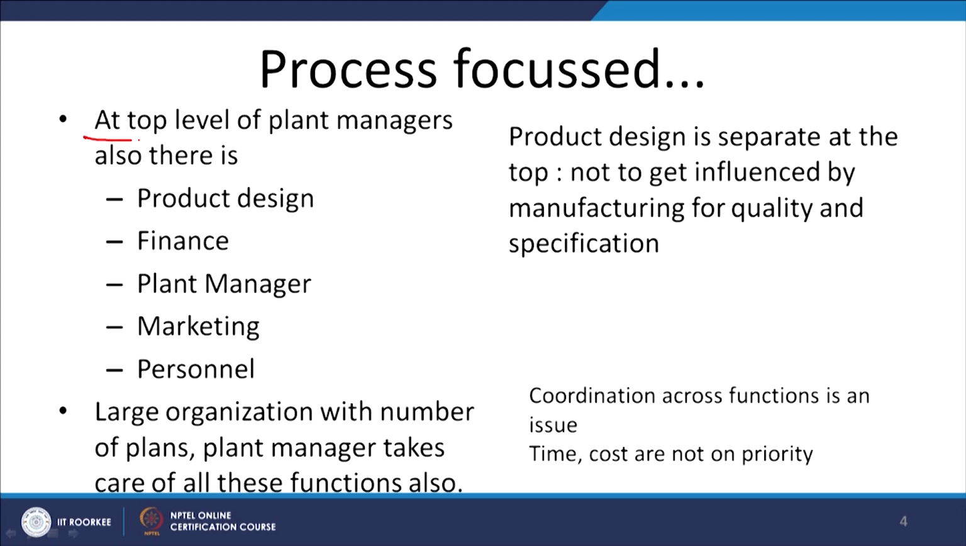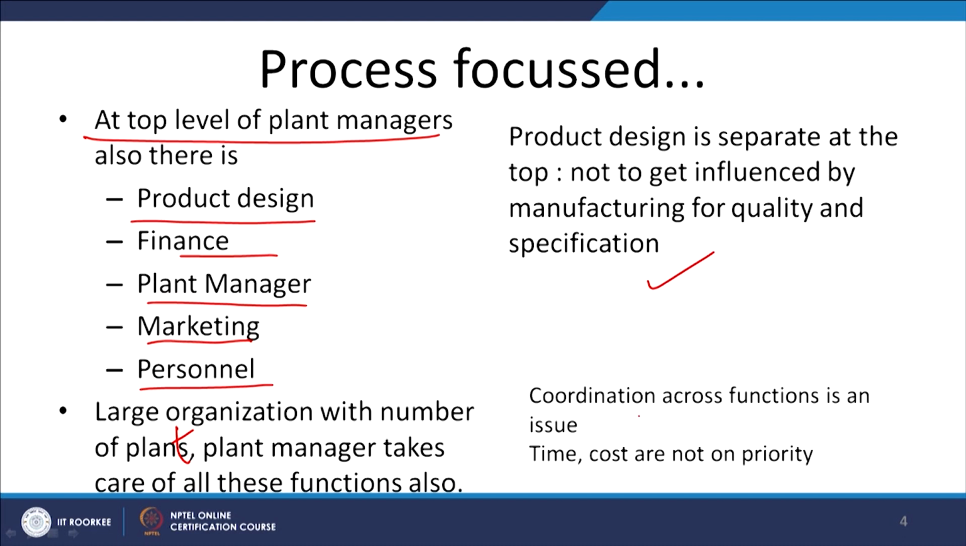So, if we see here at the top level, there is product design, finance, plant manager, marketing and personnel. This is the top level management, and in large organizations they have a number of plants. The plant manager takes care of all these functions. Here product design is separate at the top, so as not to get influenced by the manufacturing for the quality and the specifications. Coordination across the functions involves problems, basically.